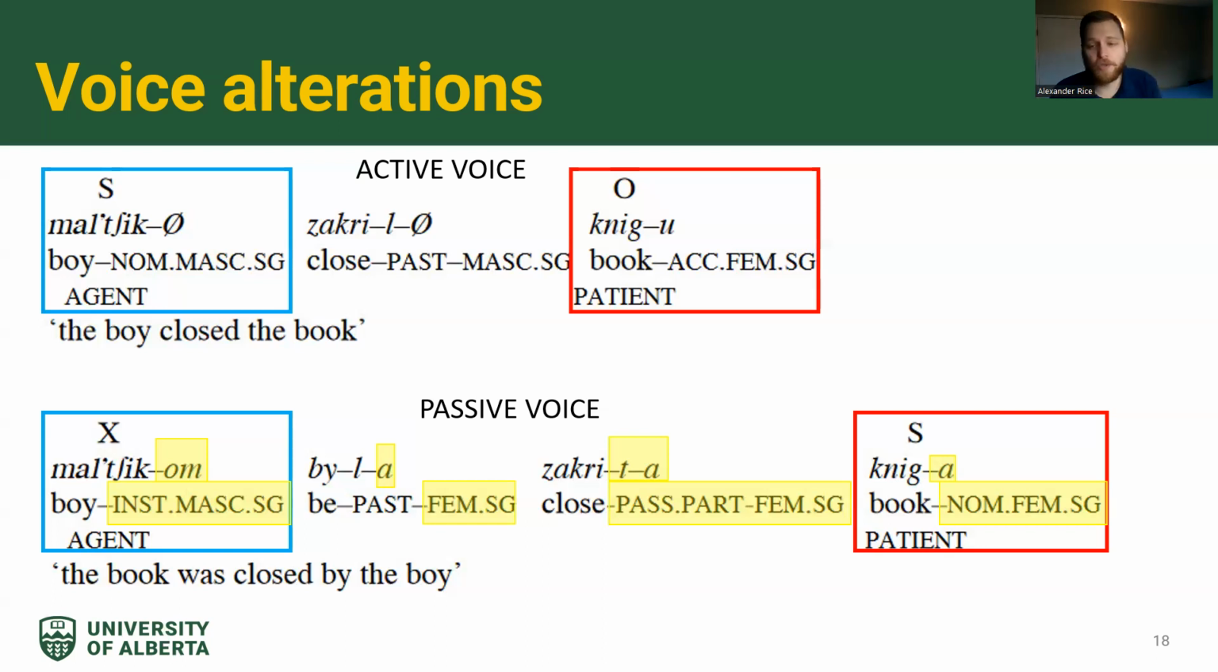So even if Russian didn't have any case marking, let's just get rid of all of our case glosses here and all of the case morphemes. Even if Russian didn't have any case marking, we could still know that we're seeing a change from an active to a passive sentence by virtue of what the verb agrees with. So the fact that the verb agrees with the patient now tells us this is a passive, and we can know that even if we don't have all the nominative and accusative and instrumental cases going on here. So that's all I want to say about voice alterations.